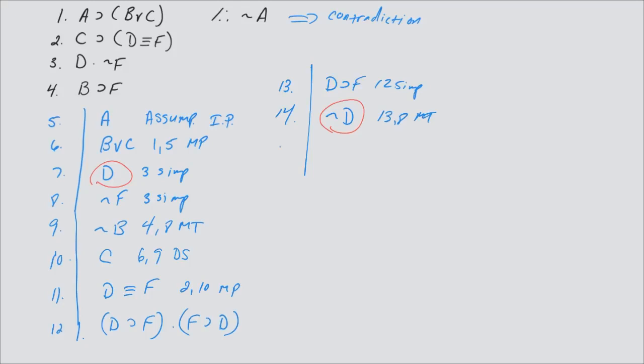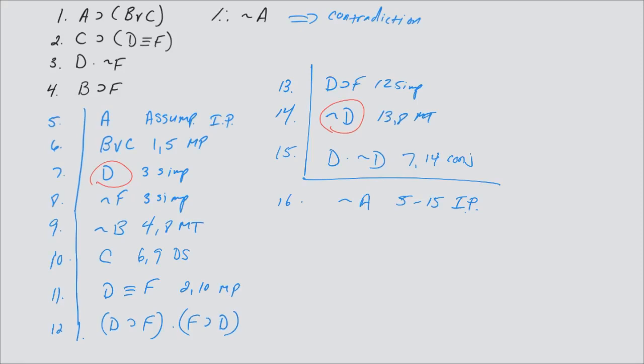And so line 15, I have to write down that contradiction, D and not D. And where am I getting that? I'm getting that from lines 7 and 14. That's just a conjunction. And then I close out my indirect proof, and I assumed A, so my conclusion is not A from lines 5 through 15, indirect proof.